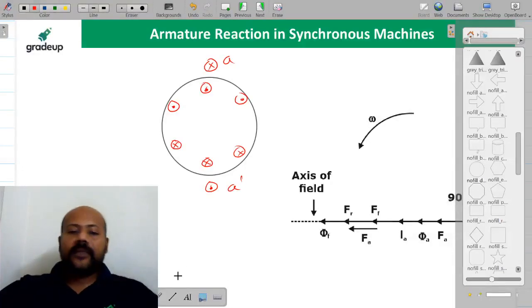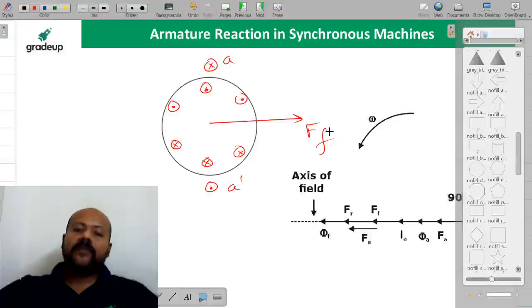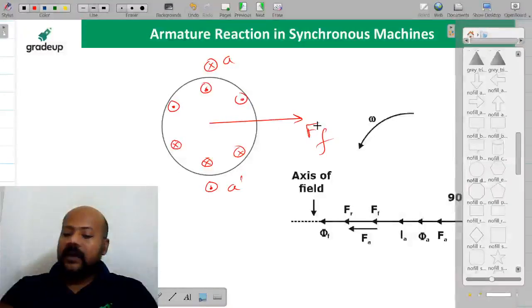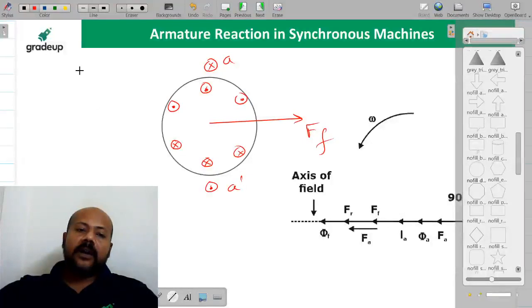Is it clear? Now what is happening, if you see for the main field flux is going to be something like this. This is going to be FF. Again, if you apply the right hand rule for the A-A coil, the direction of armature MMF is going to be something like this, in complete phase opposition to the main field flux. This is going to be FAR.